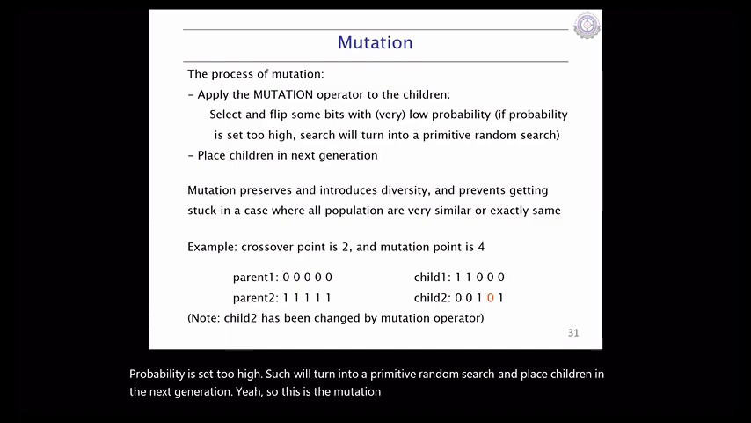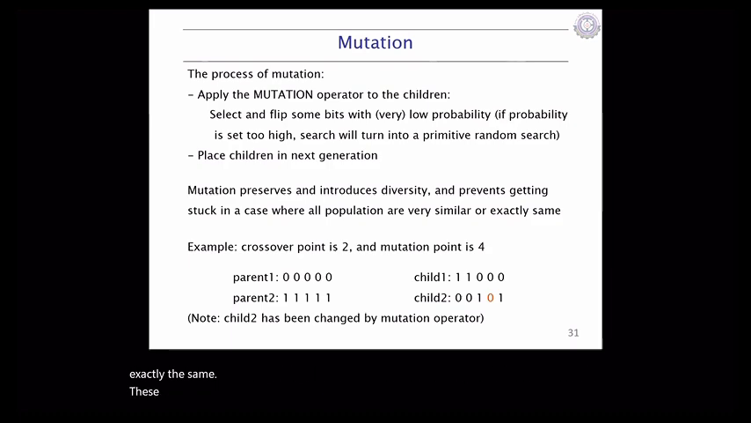And mutation preserves and introduces diversity and prevents getting stuck in a case where all the population are very similar or exactly the same. This is an example: the crossover point is 2 in this case, and then the mutation point is 4.